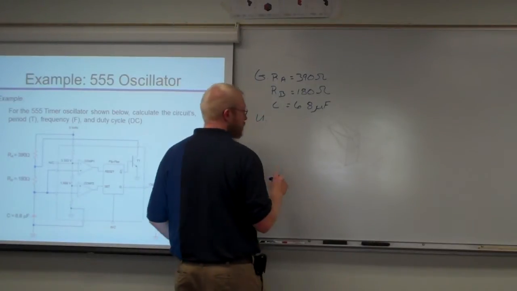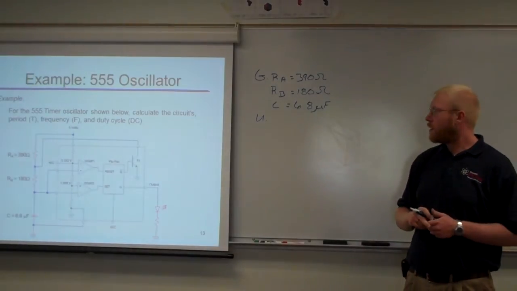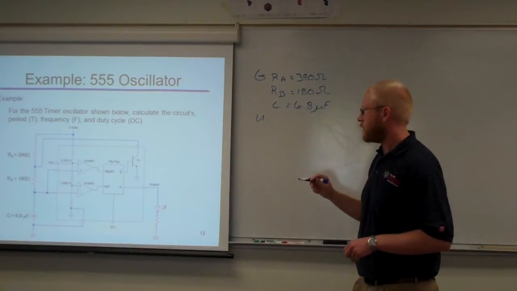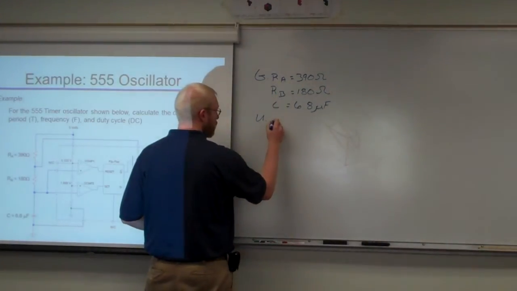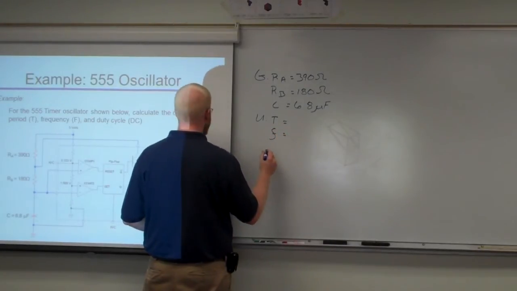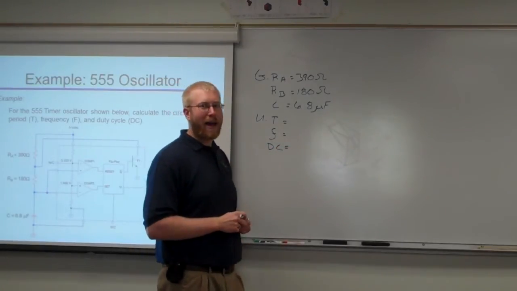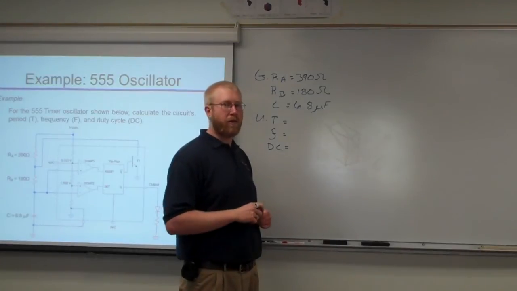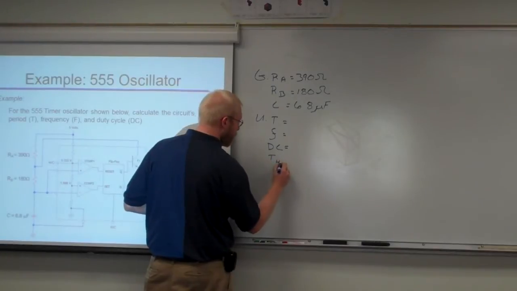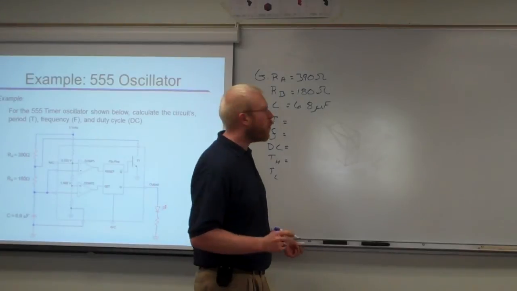U is for my unknowns. I like to teach just the basic equations for the 555 timer, so I have a couple more unknowns than the three that they listed. I obviously need my time total, I need my frequency, and I need my duty cycle. I also solve for time high and time low, and then just use all the other equations we already know to solve for the rest of these. So I'm going to put time high and time low. Then the next letter is my equations.